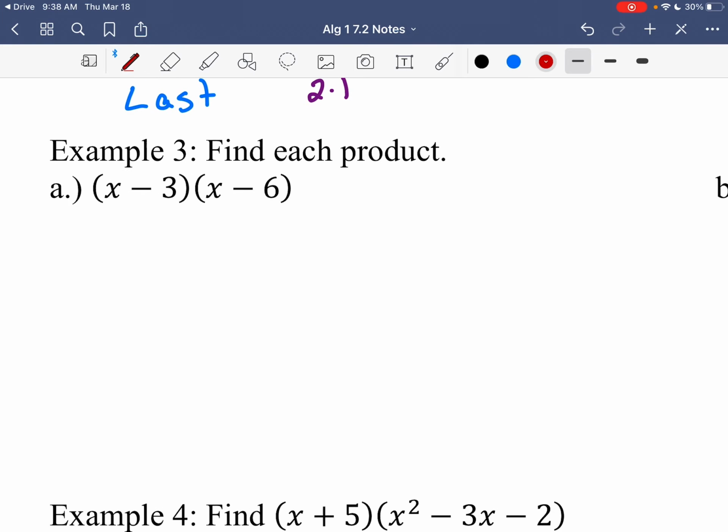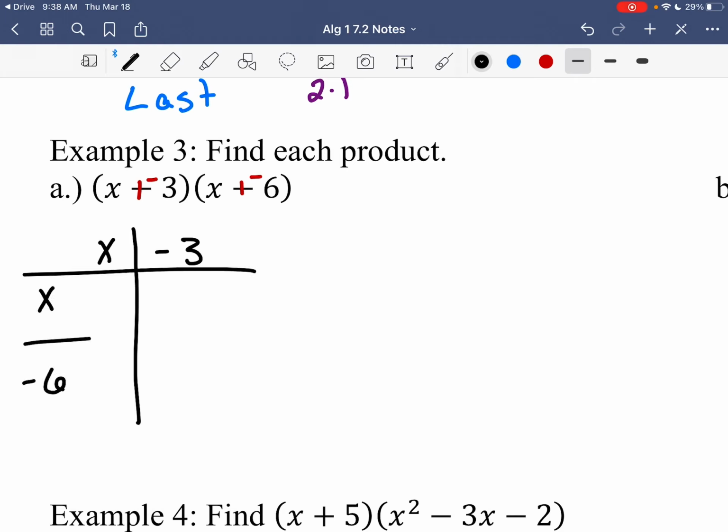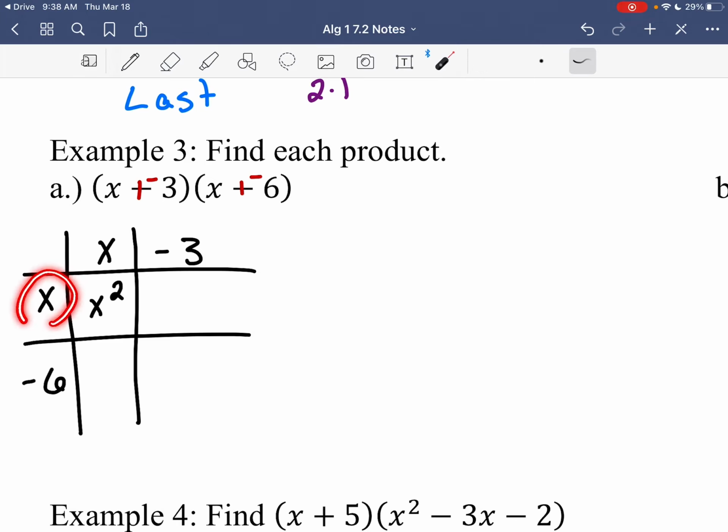It says find each product. So here I'm going to multiply x minus 3. First thing I'm going to change that into plus and minus. I think I'm going to do this one using a table. So I have my x and my negative 3, and then my x and my negative 6. Now I'm going to multiply my x times my x, which is x to the second. That's what goes here. Now my x times my negative 3, that's negative 3x.